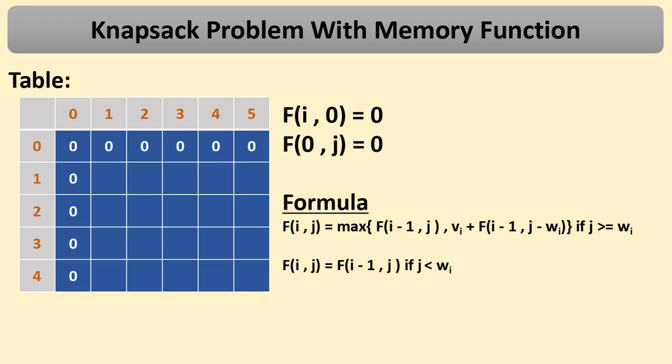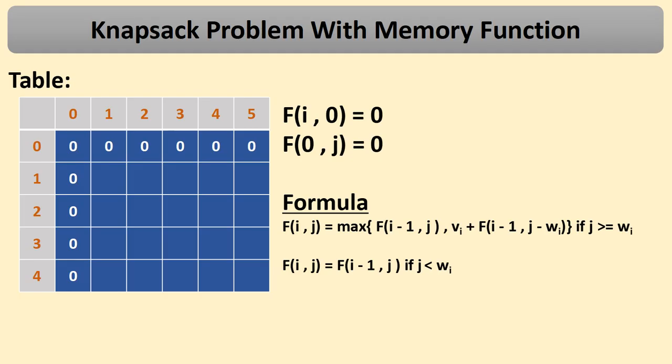For example, if i is 1, what is the value of item number 1? Likewise you have to take. So vi plus f of i minus 1 comma j minus wi. Here also, j minus wi means weight of the first item if i value is 1. If i value is 2, weight of second. If i value is 3, weight of third. Likewise. So the vi and wi will always depend on that i value, that is nothing but the item which we have selected.